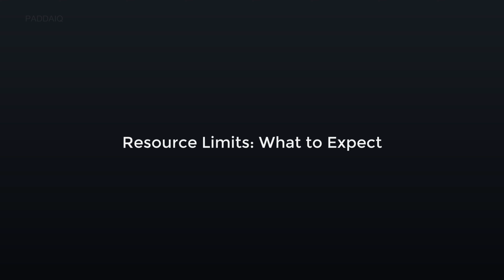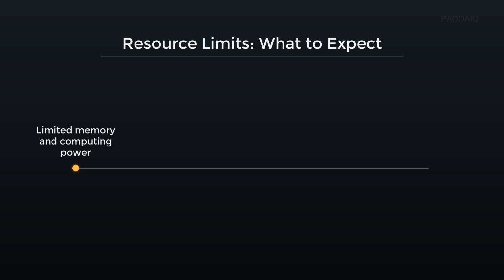Resource limits and what to expect. Limited memory and computing power. This means your applications have a fixed cap on RAM and processing capacity, like a small container that can only hold so much. For example, a simple employee directory app might slow down if too many users search at once. Always monitor usage to avoid hitting these limits.